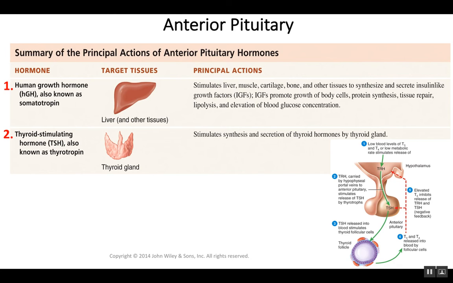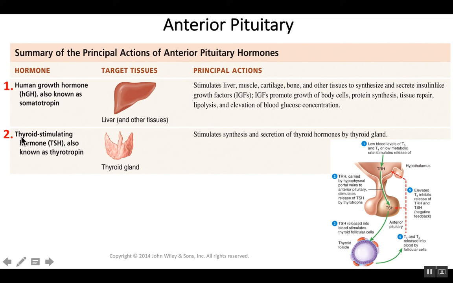involve growth. In fact, if there is a deficiency in the production of human growth hormone, that will cause a condition known as pituitary dwarfism. If there's an overproduction of human growth hormone, that causes a condition known as giantism or acromegaly. So human growth hormone promotes growth. It does this primarily through targeting the liver, but then the liver produces growth factors.